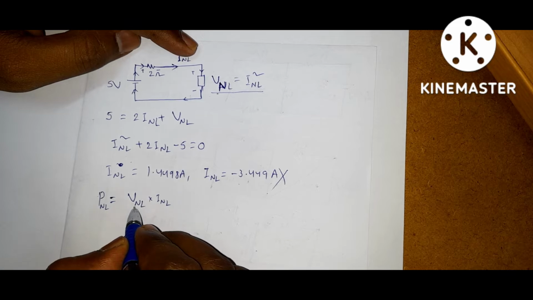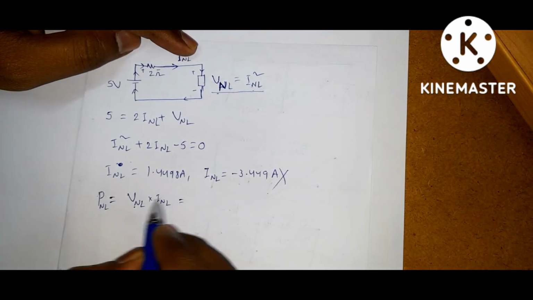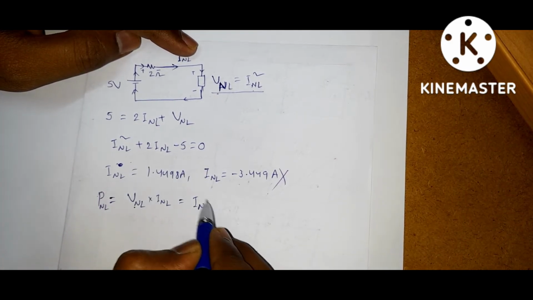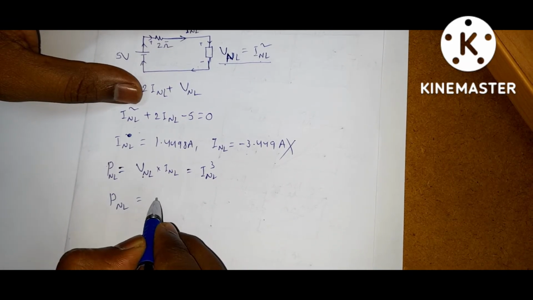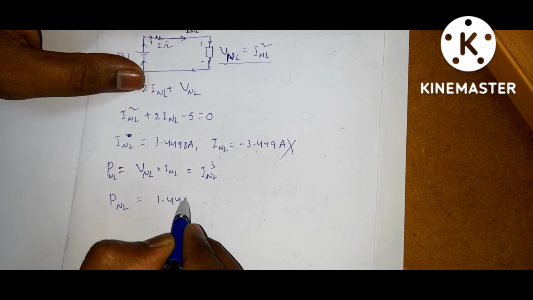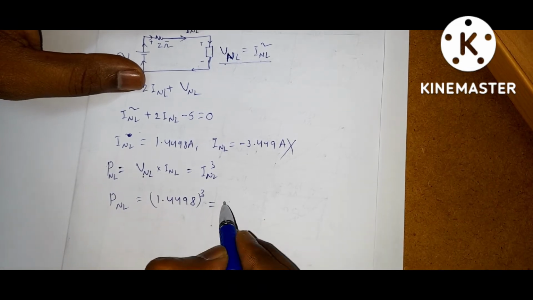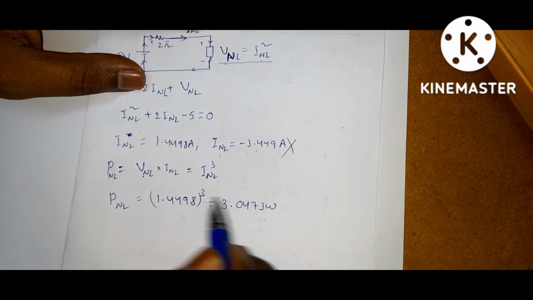So what is V non-linear? It is given as INL square. If you substitute INL square here, you will get INL cube. So what is PNL? PNL is equal to 1.4498 whole cube. If you solve this, you will get power as 3.0473 watts.